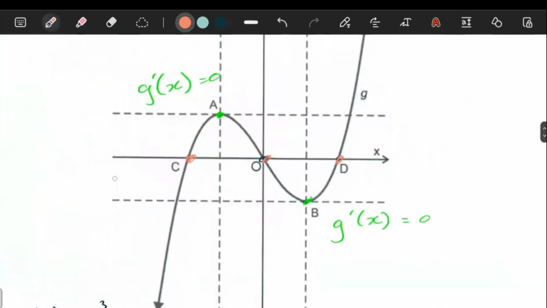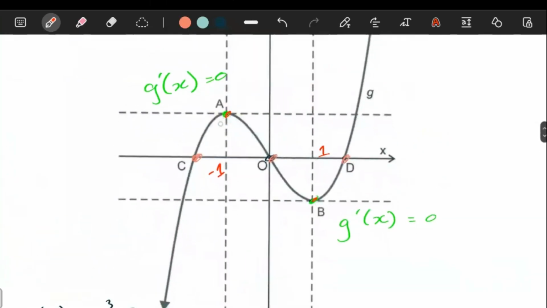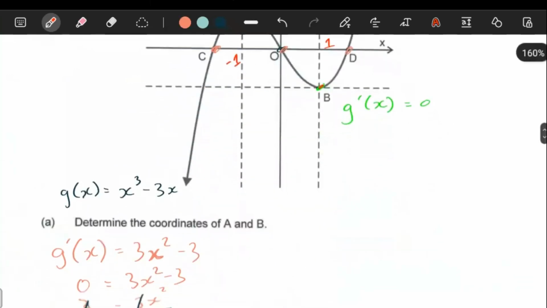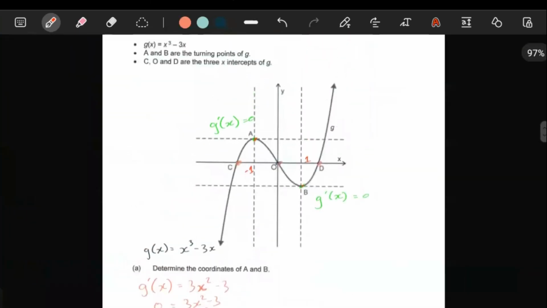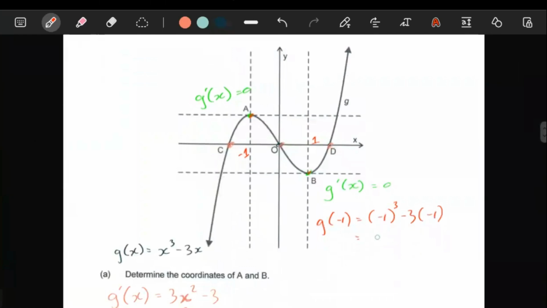Obviously, what that means is this side is a plus 1 and this side is a minus 1. Since they want the coordinates, you're going to put negative 1 and 1 into the equation of your graph of G and then find the y value. So in the graph of G, let's put in a -1. That's -1 to the power of 3, -1 here, this is like -1 plus 3. This is a 2.